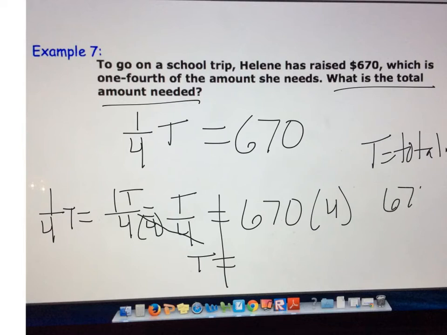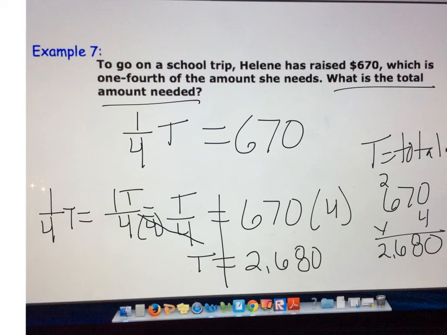I'm going to do my math right here. 4 times 0 is 0. 4 times 7 is 28. Carry the 2. 4 times 6 is 24, plus 2 more is 26. So T is equal to $2,680, which is the total amount she has to earn to be able to go on the school trip.